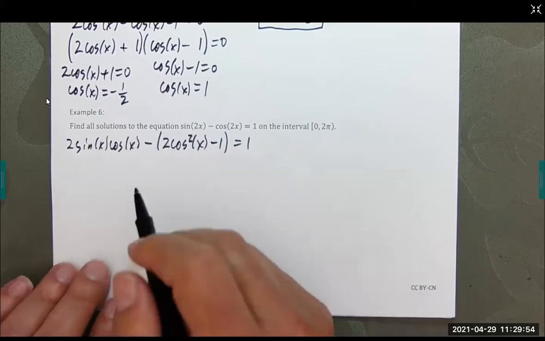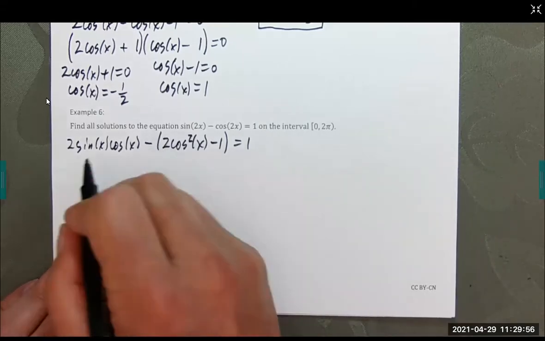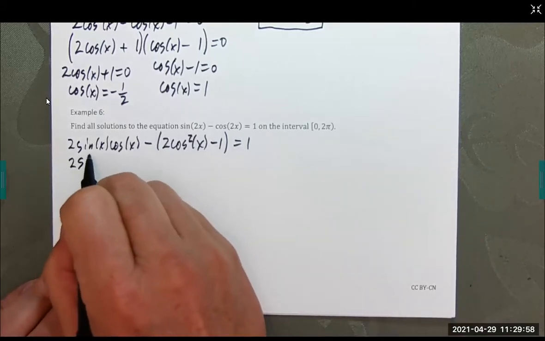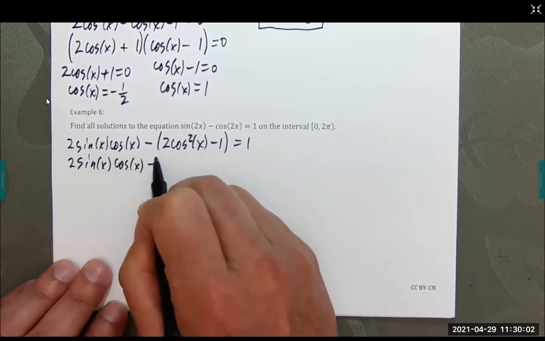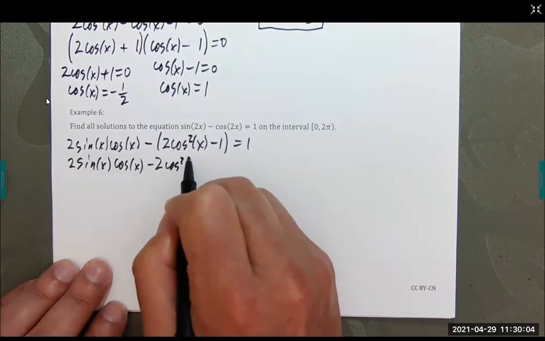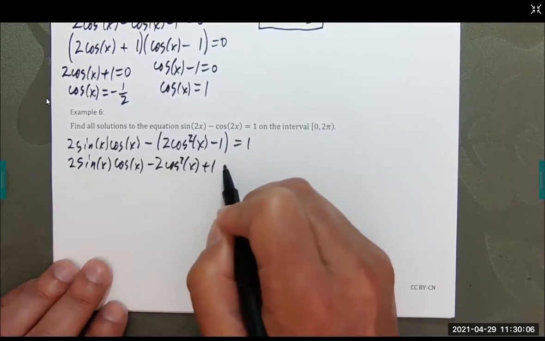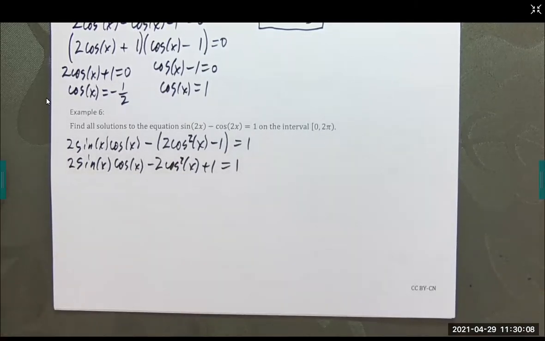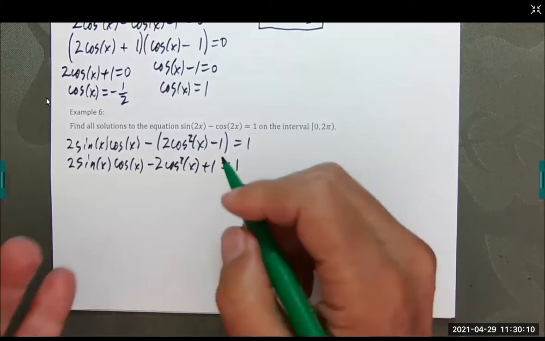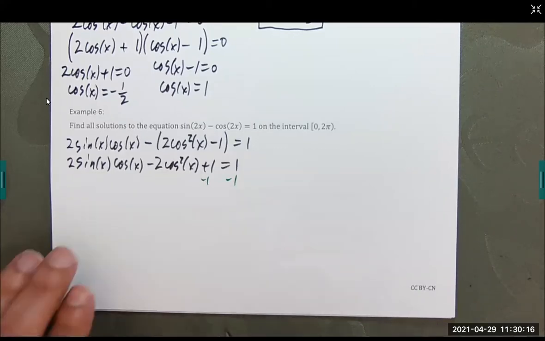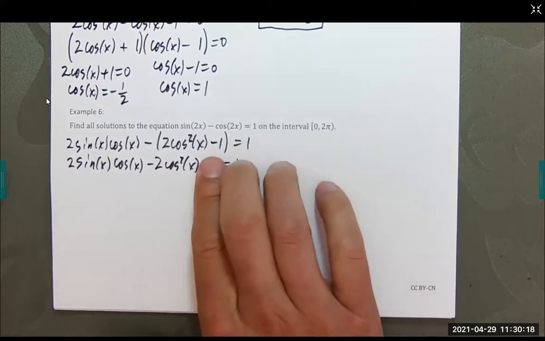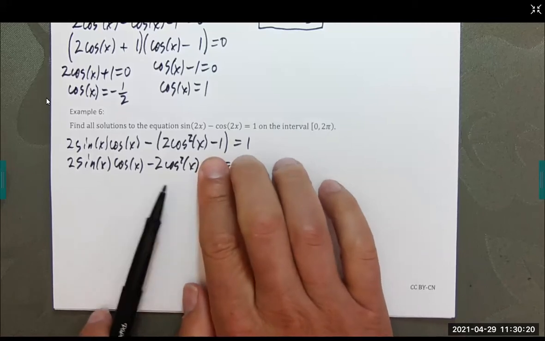So I'm going to distribute the minus. And I'm going to notice when I subtract these 1s, they're gone. And what I'm left with is basically that. And I'm going to notice that I can factor out a 2 cosine x.